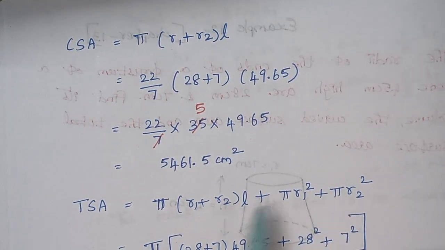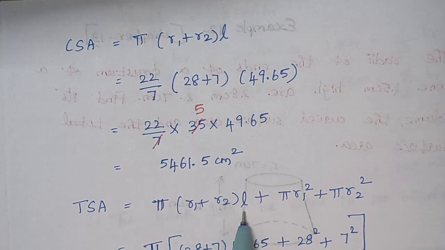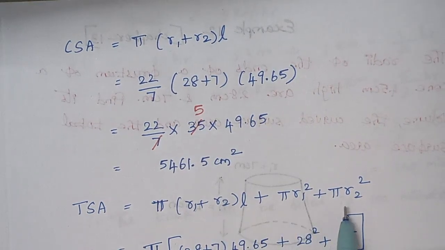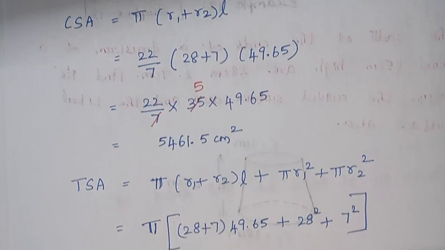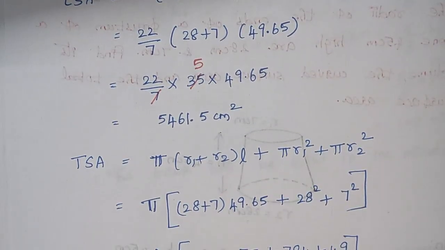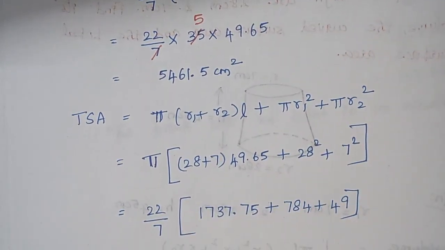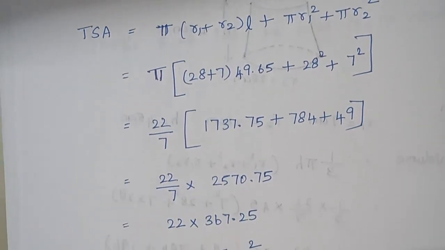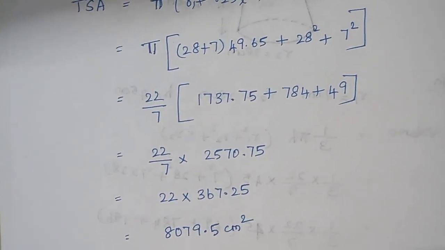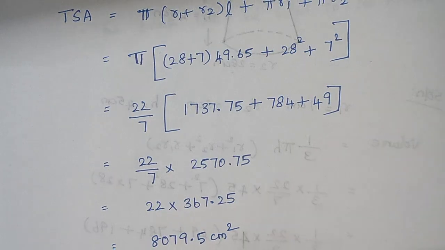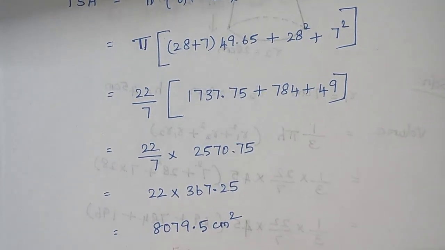Again this is the formula. Pi into R1 plus R2 into L plus pi R1 square plus pi R2 square. Again just substitute all the values. Simplify. And here we are getting the answer as 8079.5. Again this is area. So here the unit is centimeter square.